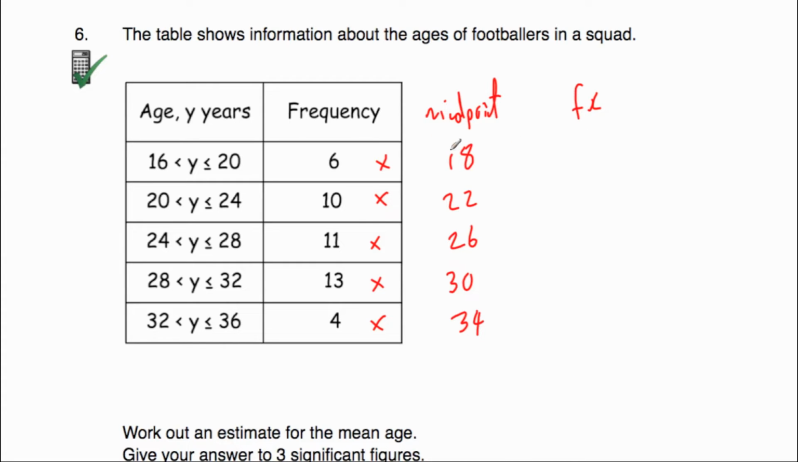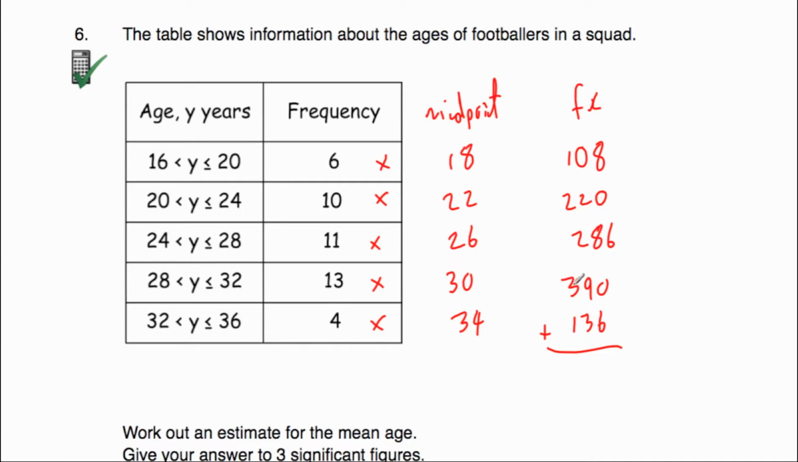So 6 times 18 is equal to 108. 10 times 22 is equal to 220. 11 times 26 is equal to 286. 13 times 30 is equal to 390. And 4 times 34 is equal to 136. So we've got our fx column. Now we're going to add those up to get our estimate for the total age of the squad.